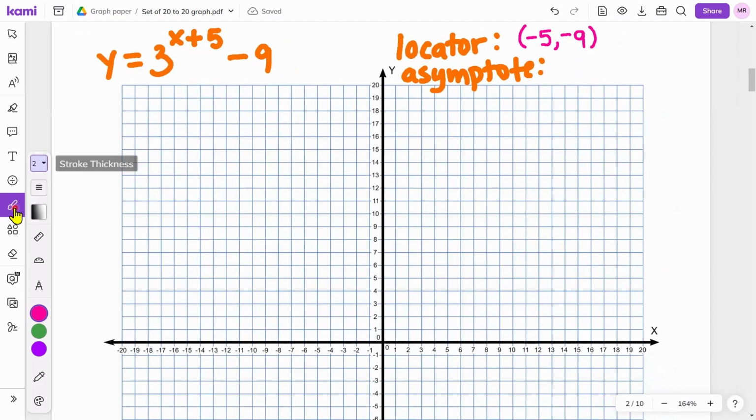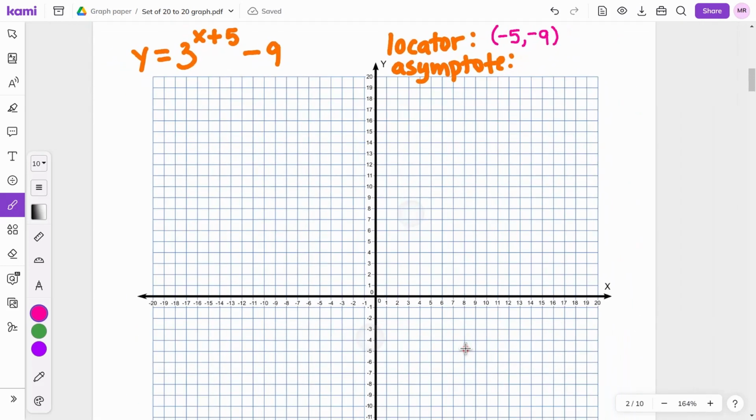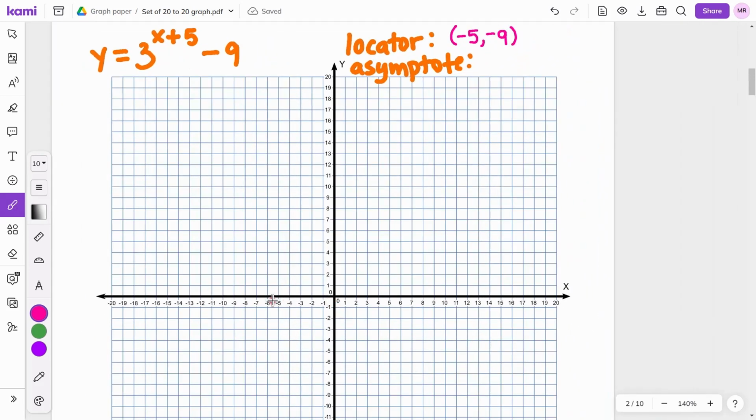So if I was to go to -5, -9, okay, so let me go to -5, -9. Let me zoom out a little bit. Okay, so -5, -9 down here. That is going to be my locator point. I am going to have a horizontal asymptote going through there. So it is going to be at a height of -9. I'm going to make this a dashed line.